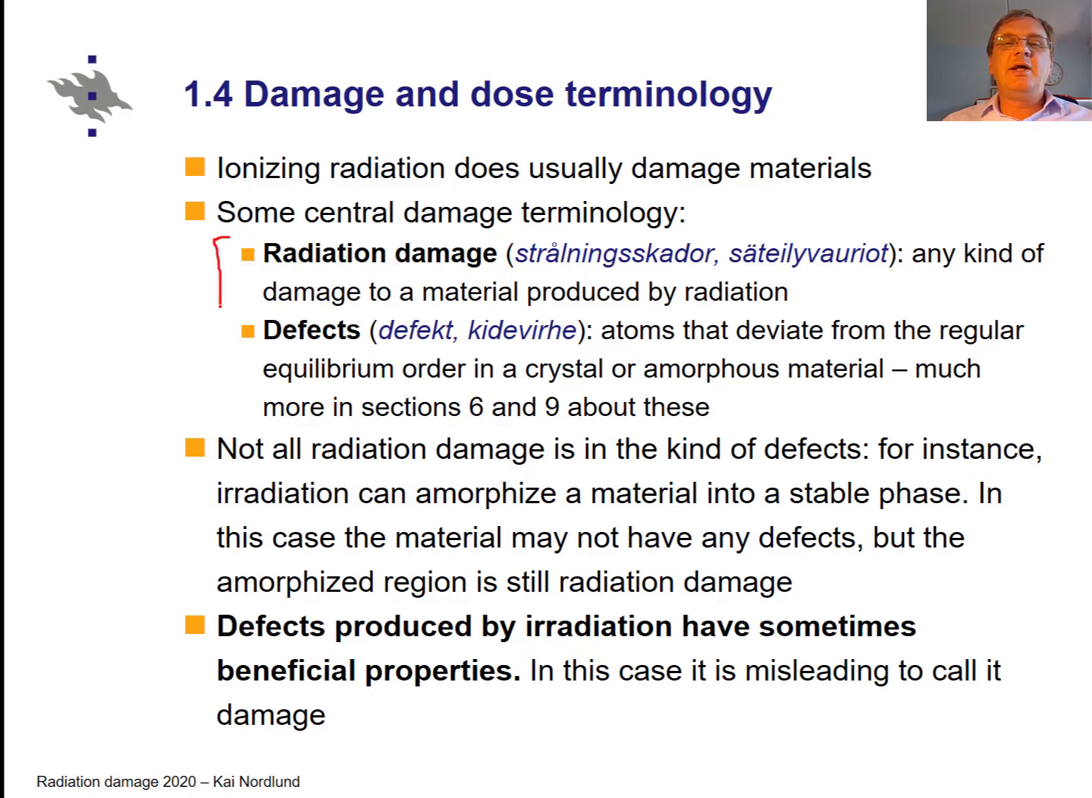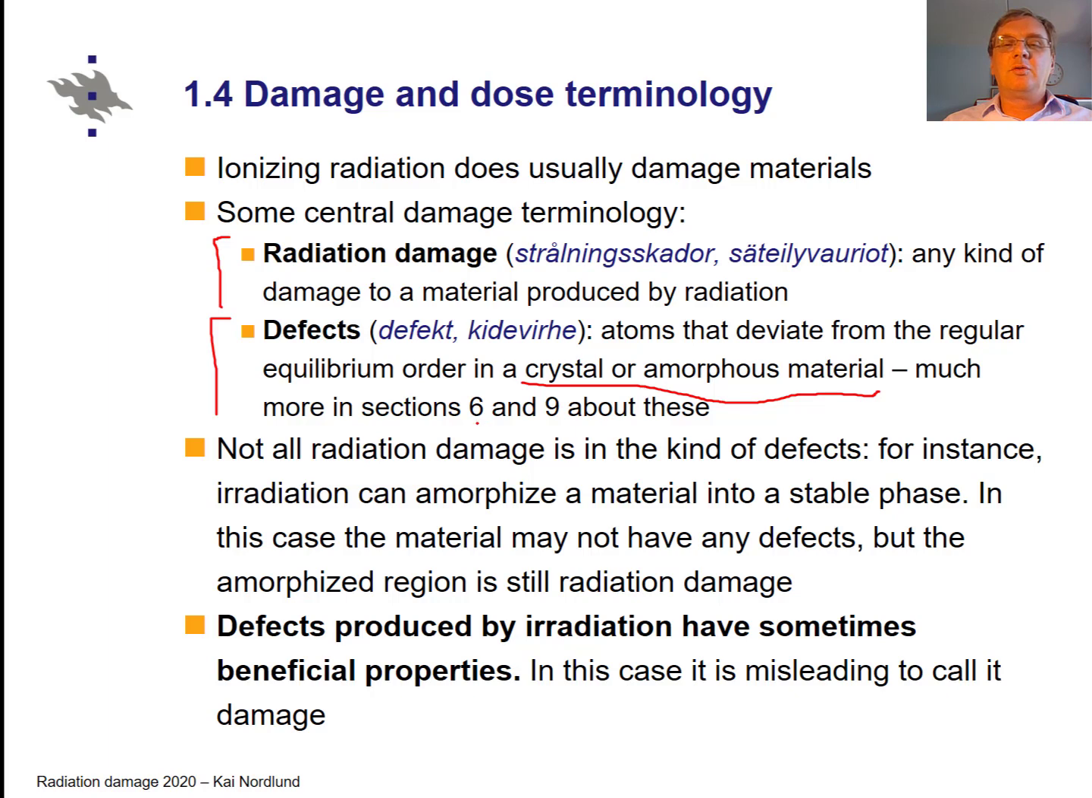So we are talking about radiation damage, which means that the material is modified by radiation and which causes damage. It's not necessarily harmful. The word damage is a bit misleading, in that sometimes radiation damage is extremely useful, but it's still called damage. Then defects are in general atoms that deviate from the regular equilibrium order in a crystal or amorphous material. And defects can also be produced by completely other stuff than radiation damage. But often the end result of radiation damage is almost always some sort of defect, so these terms are again interlinked.